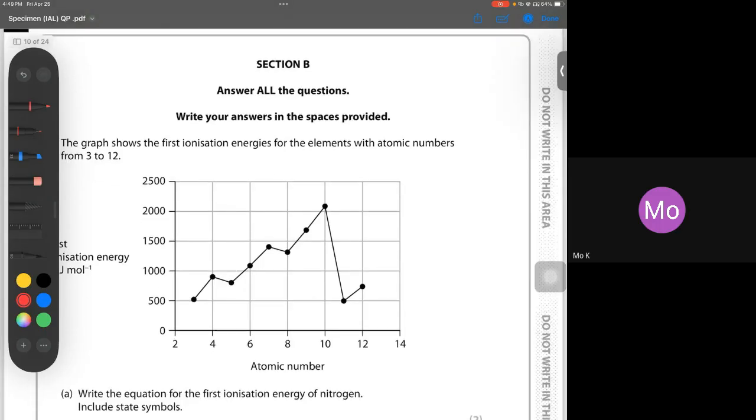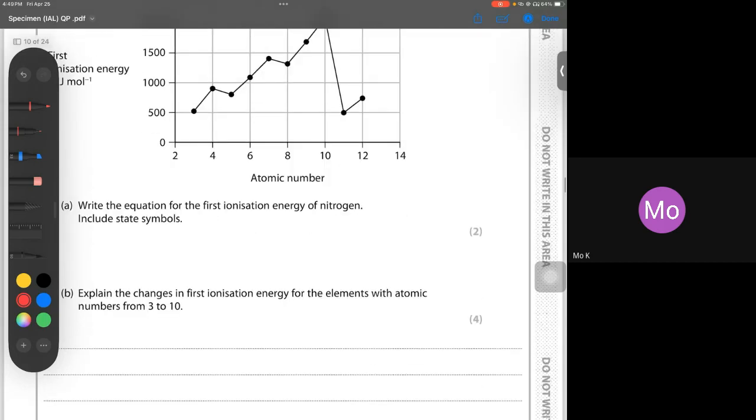The graph shows the first ionization energies for the elements with atomic numbers from 3 to 12. Write the equation for the first ionization energy of nitrogen. Include state symbols. Ionization means the loss of an electron. N gas goes to N plus gas plus an electron. Include state symbols. It's 1 mark, so you would be getting the full 2 marks.